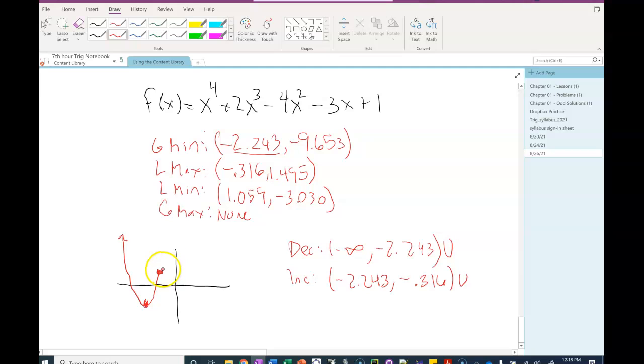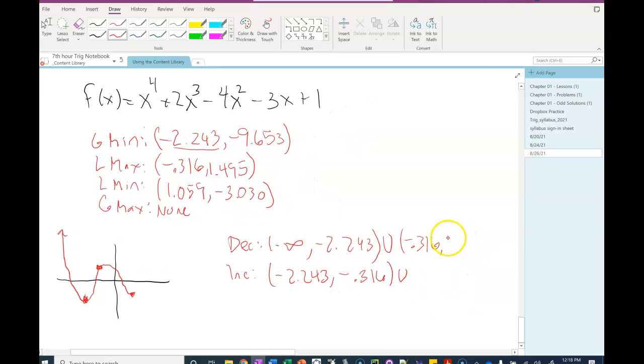From the local maximum, I go down to a local minimum. That's decreasing. So that section started at the local max, so I write that x-coordinate. And it ends at that local min, so I'll write that x-coordinate. And then after that local min, nothing else occurs, so it just must be the other side of the valley. That's increasing. So I start at the local min and continue to the right forever.